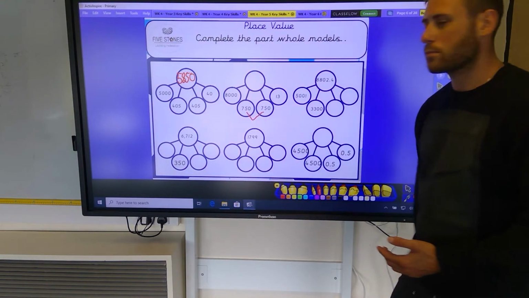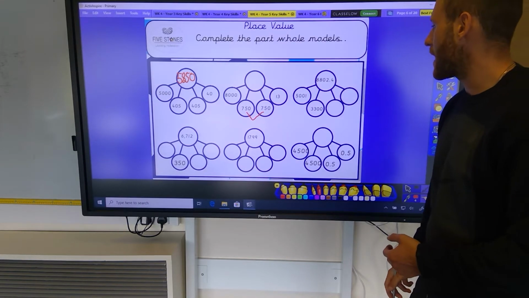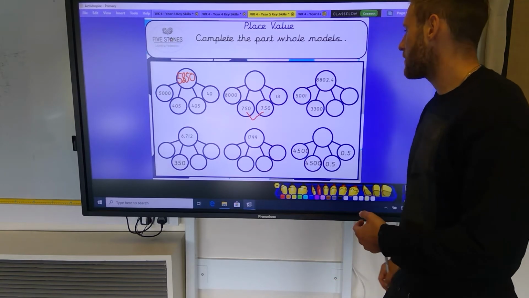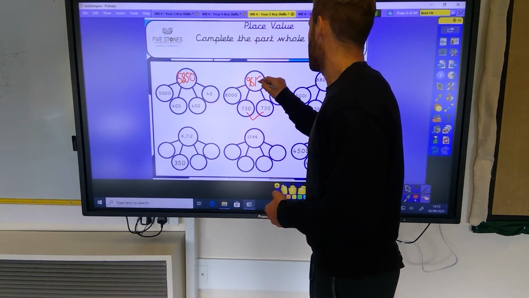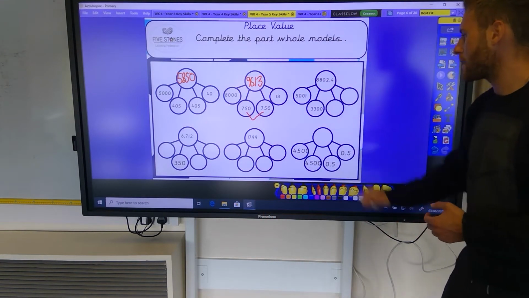Hopefully we've spotted this bond here, 750 and 750 gives us 1,500. 1,500 on to the 8,000 gives us 9,500. 9,513. Great work.